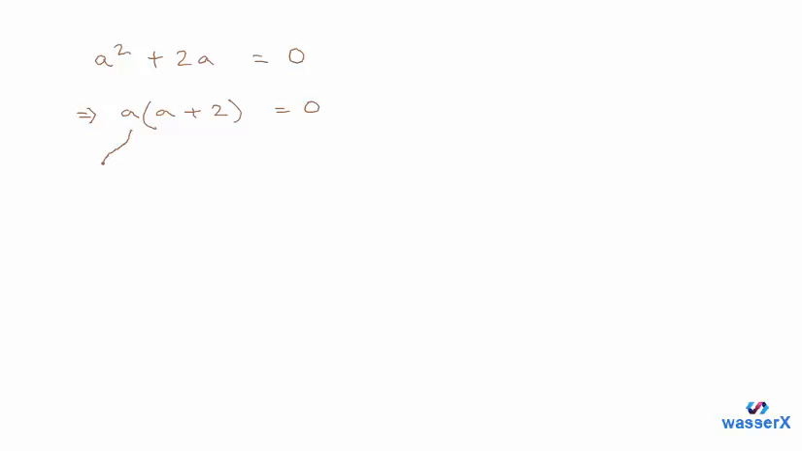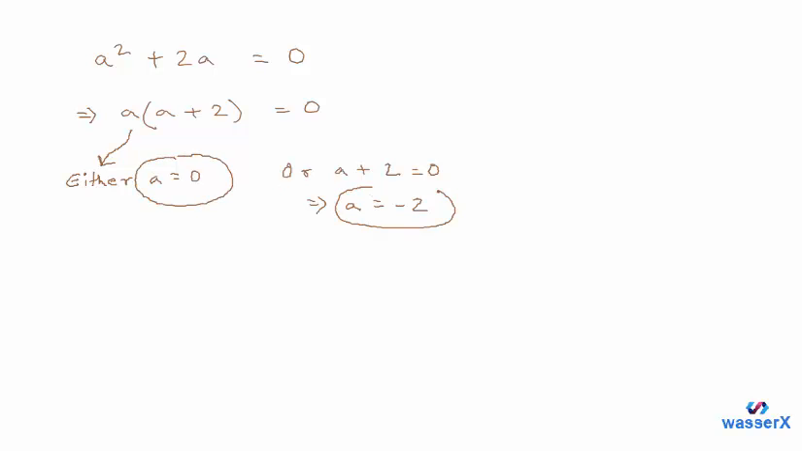So we could say either a is equal to 0, that's one of the factors, or a plus 2 is equal to 0, which obviously means a is equal to -2. So the 2 roots are 0 and -2. How do you solve x squared plus 4x minus 21 is equal to 0?